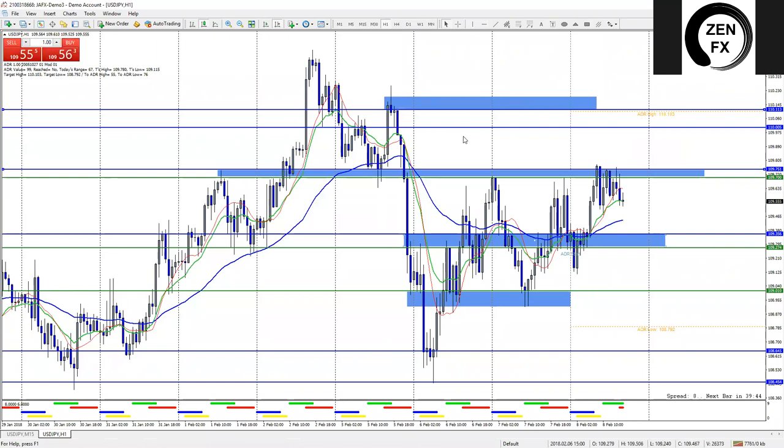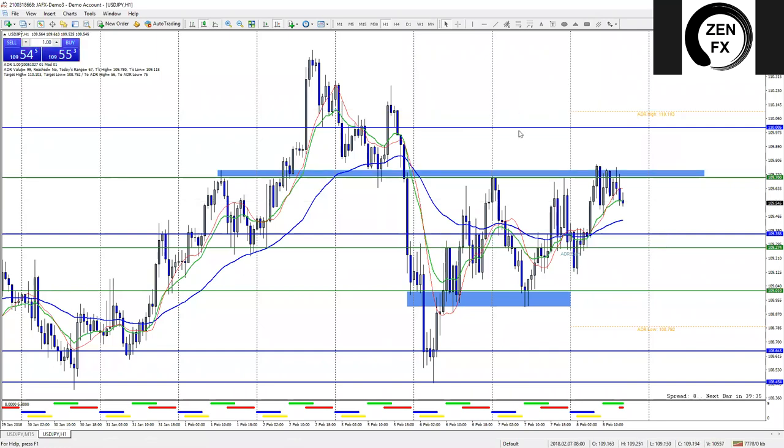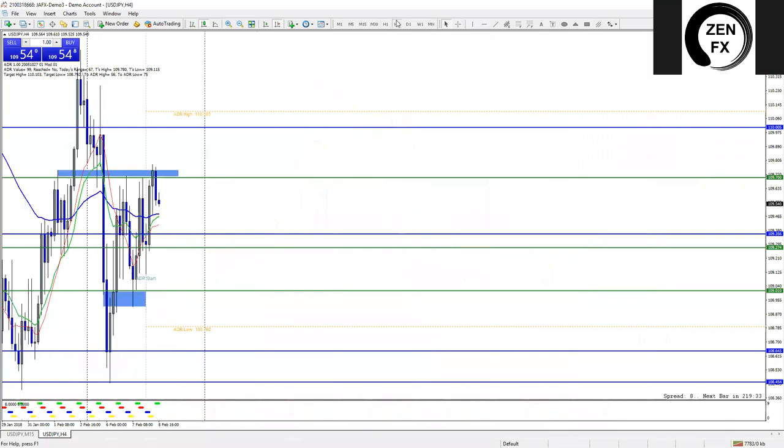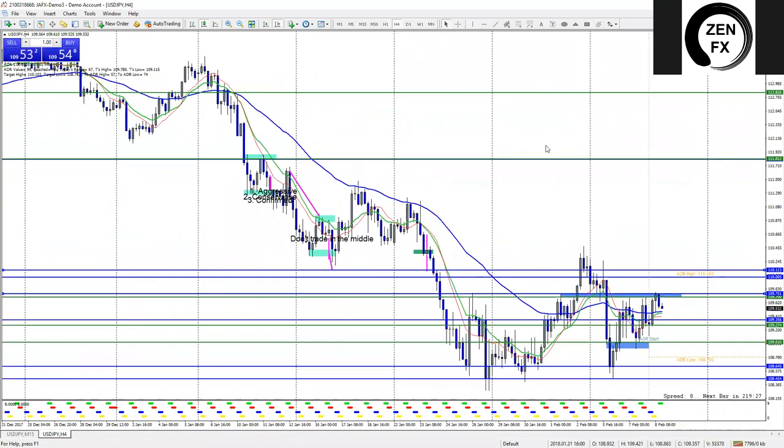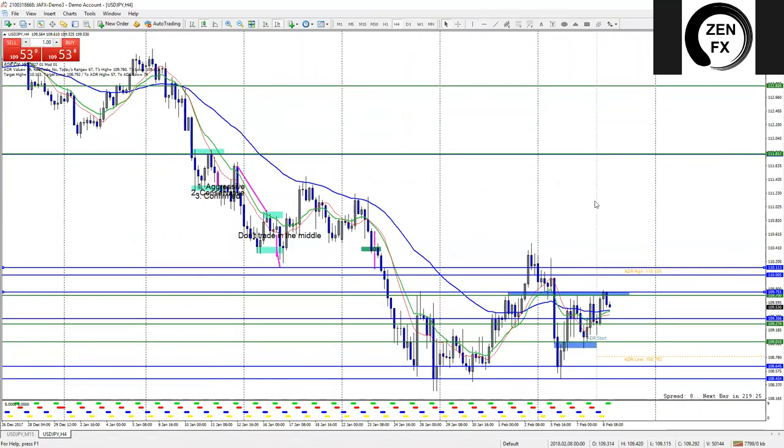Okay. So I get that question a lot. Do I draw supply and demand zones above the level, below the level? There's a lot of confusion on that sometimes. And that's the whole point.